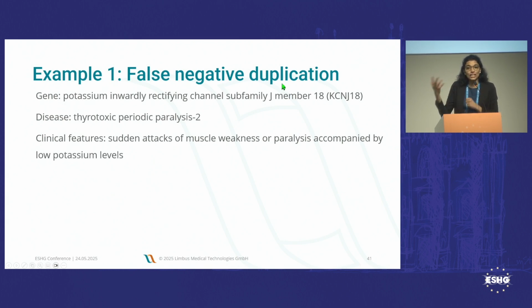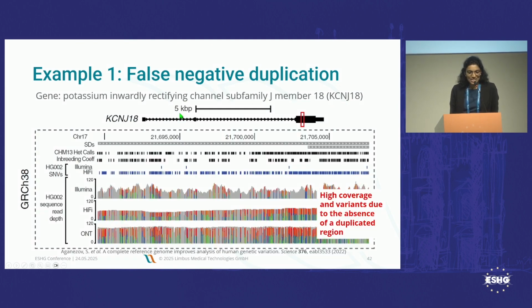This means that there actually is a duplication, but we do not see that in hg38. So we're considering an example of this gene, KCNJ18, and it is implicated in thyrotoxic periodic paralysis 2. What we see here is that KCNJ18, which is there in chromosome 17, has a segmental duplication region. The top panel is Illumina, the central panel is PacBio, and the last panel is Oxford Nanopore. In all cases, we see a large coverage, but we also see that the number of variants which are called, because of the large number of colors which you can see, is extremely high.